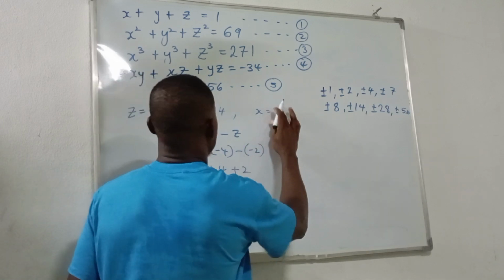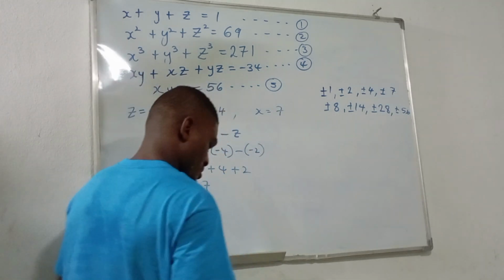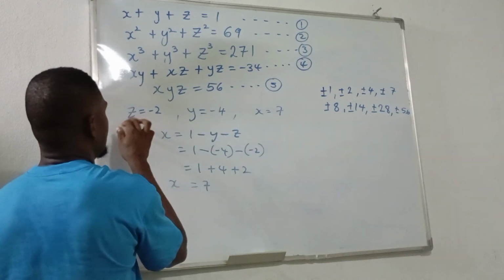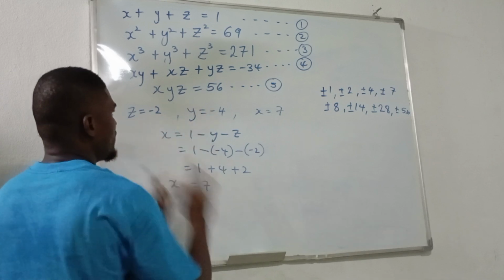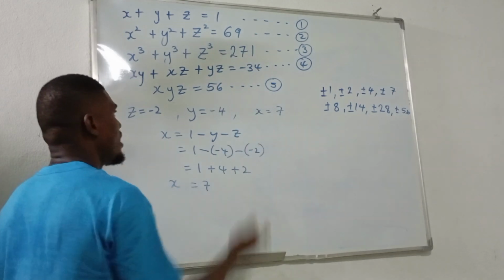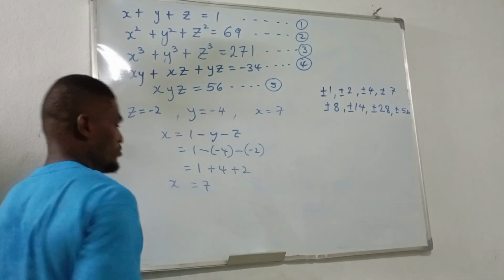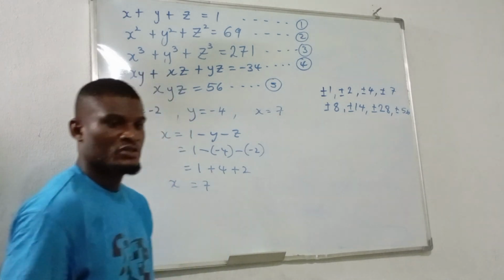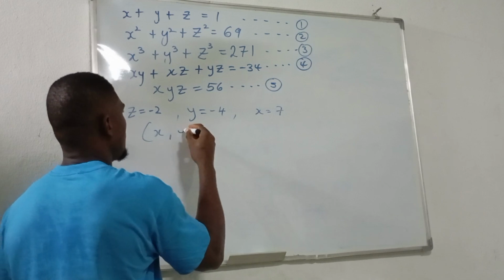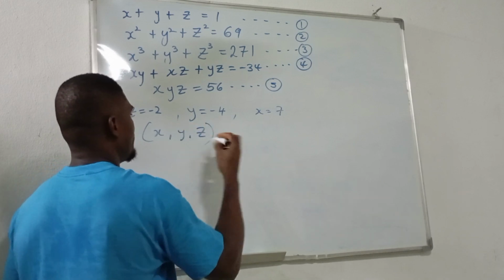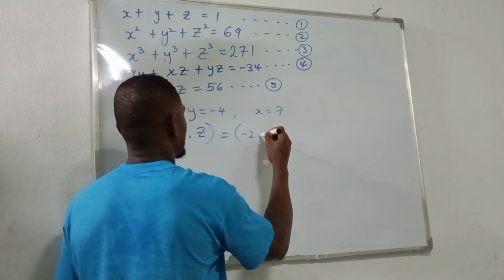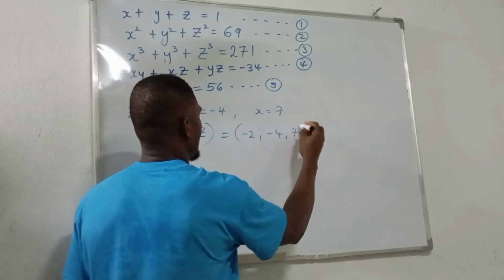Which means that if x is 7, y will be minus 4, and z will be minus 2. And these values can be interchanged. So that means x can be 7, can be minus 2, and can also be minus 4. y can also be the same values. So the possible answers here would be where we have x, y, z, the values can be minus 2, minus 4, 7.